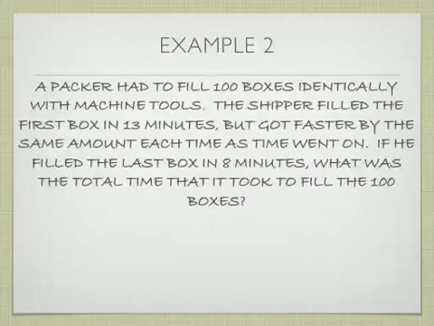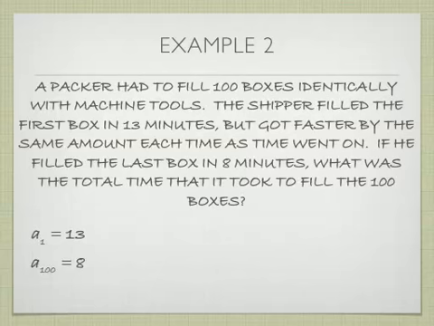Example number 2. A packer had to fill 100 boxes identically with machine tools. The shipper filled the first box in 13 minutes, but got faster by the same amount each time as time went on. If he filled the last box in 8 minutes, what was the total time it took to fill the 100 boxes? Well, here we're dealing with an arithmetic sequence. We know that our first term is going to be 13 minutes. Our last term in this case, which is our 100th term, is 8.